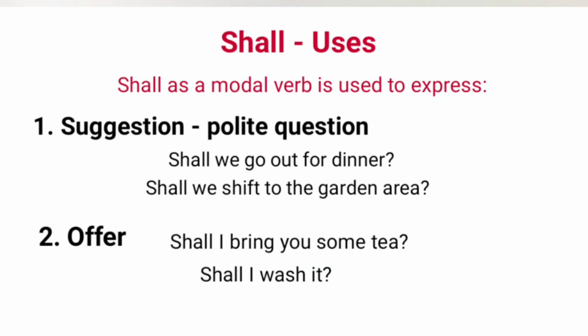As a modal verb, shall is used to express suggestion in the form of polite question. Examples: shall we go out for dinner? Shall we shift to the garden area? You can ask such questions politely to suggest something. Second, you can make offers with shall. Examples: shall I bring you some tea? Shall I wash it? Again, you can make offers politely with such questions.